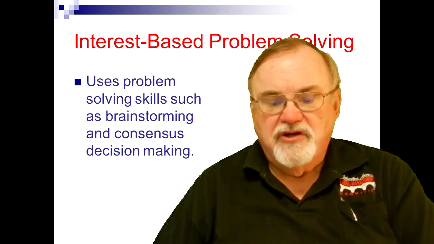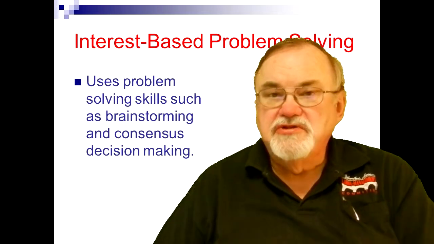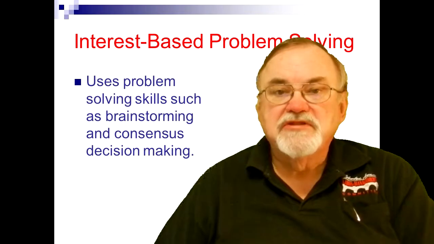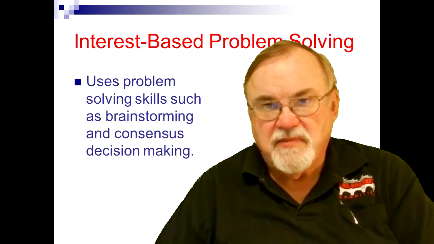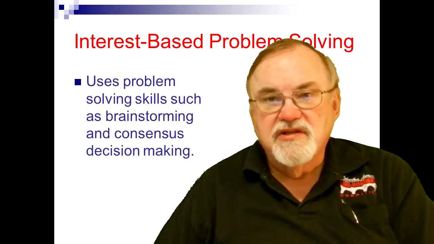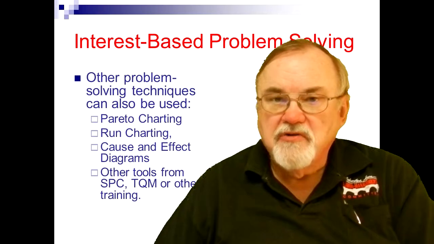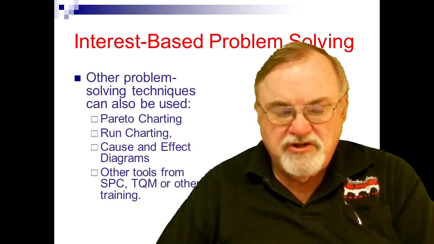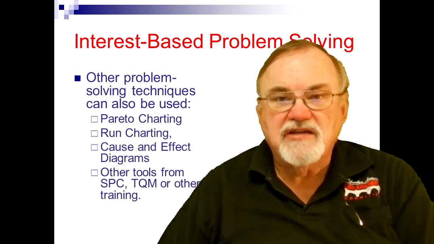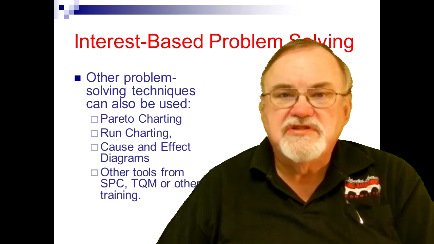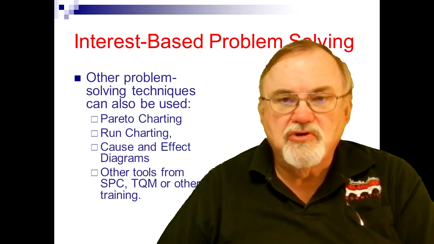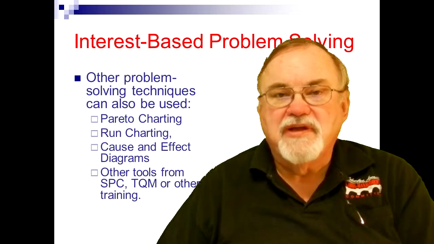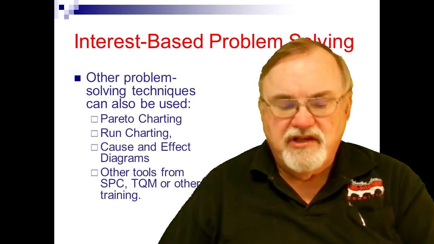Interest-based problem solving also gives you the opportunity to use some of the problem-solving skills that you already know. Things that are simple as brainstorming and consensus decision-making are very important parts of the interest-based process. But other problem-solving techniques also can be used. If you're familiar with Pareto charting, run charting, cause and effect diagrams, or other tools from statistical process control or TQM, they can be used to help better develop and analyze the solutions that you come up with.